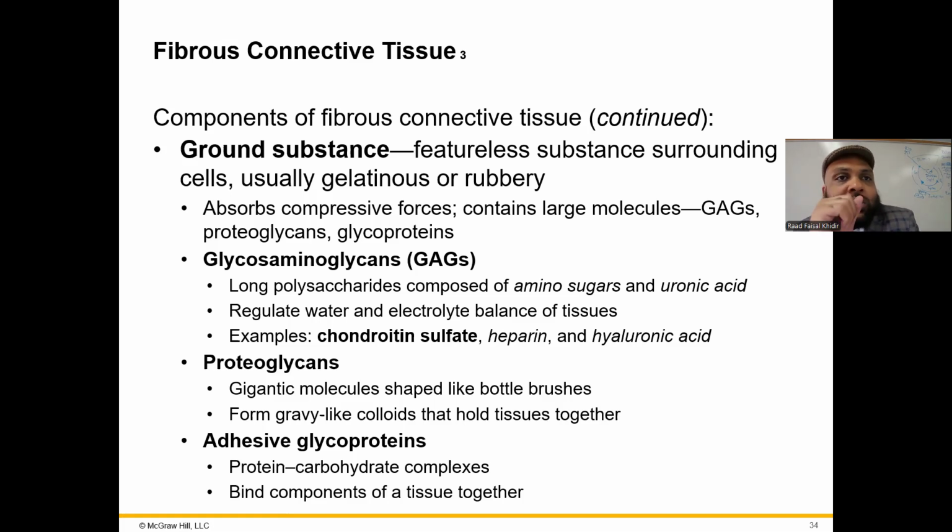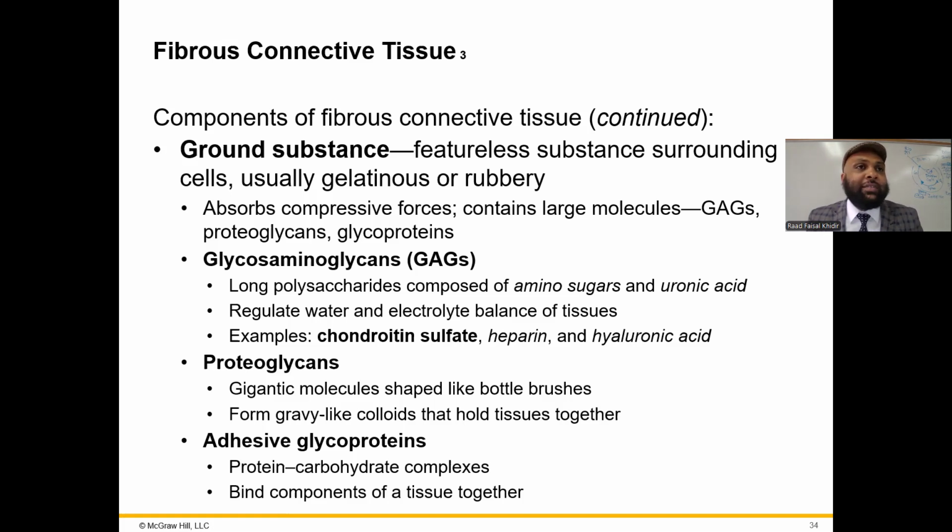What's the bottle brush? Like bristles on the stick in the middle, and you can put it inside stuff like the bottom. Okay, no idea what that is, but okay. You guys know that, right? Okay, the proteoglycans, they are like bottle brushes.